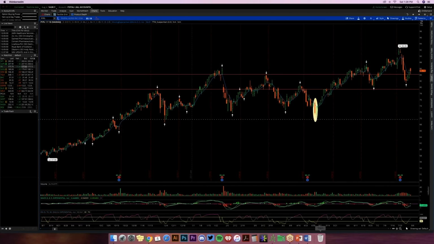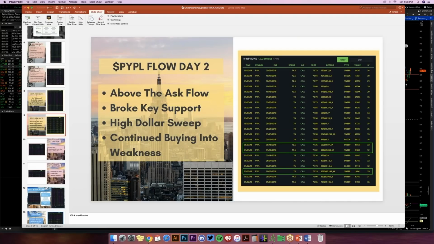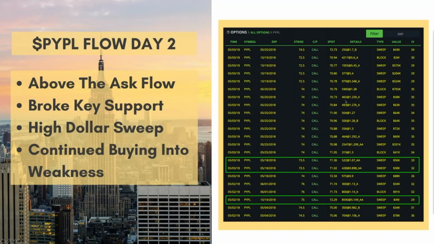So that was PayPal. Again, going back to the PowerPoint here, clear flow, very clean, very clear flow. The biggest thing that stands out to me is there was negative news and there were people spending large amounts of money on PayPal. It had broken key support. Again, also as well, they didn't really care what they were paying for it. You'll see the contract prices moving up as well.